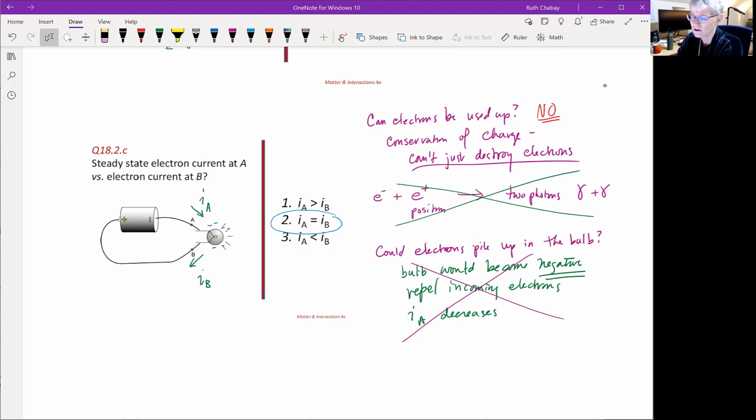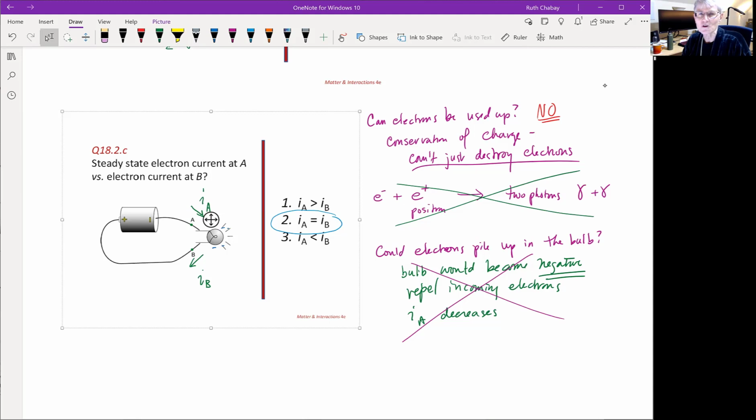And therefore, somehow the electrons are going to have to pile up at location A, I mean, in the bulb. Okay, so there's no way for them to be moving slower at B and give the same current. If they moved slower in B, you'd have a lower current and you'd still have electrons piling up in the bulb. A traffic jam, if you like, in the bulb.